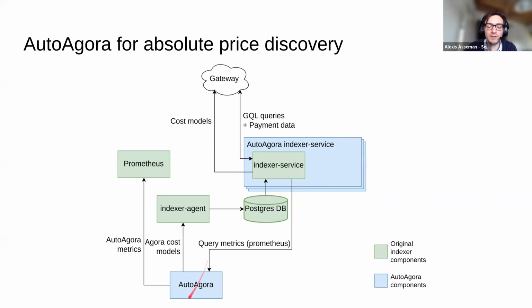And so, as we do this, AutoAgora will adjust that price multiplier variable in the Agora models and push it to the indexer agent, into the indexer service's DB, and then the indexer service will serve that to the gateway. And it just repeats in a much tighter loop, by the way, than the relative cost discovery. It will update pretty much every 2 minutes, if I remember well.